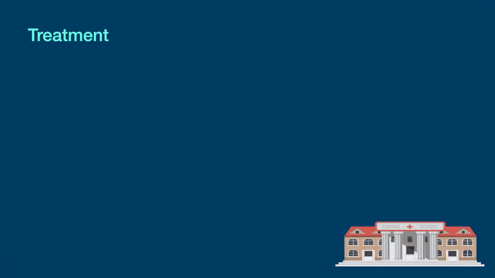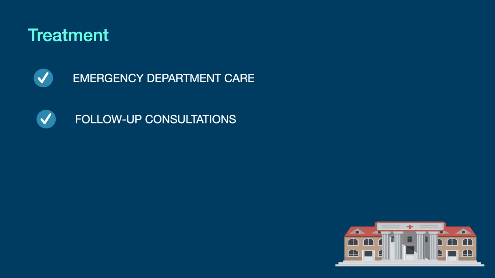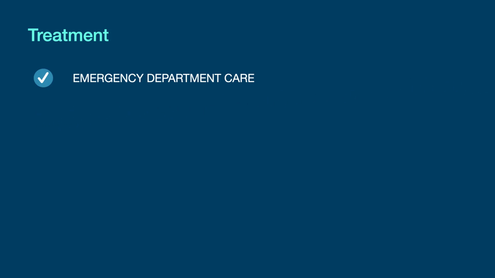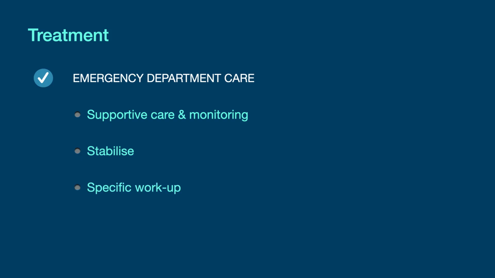The treatment of choice for syncope depends on the cause or precipitant of syncope. Treatment can be largely categorized into emergency department care and follow-up consultations. Patients in whom a cause cannot be ascertained in the ED, especially if they have experienced significant trauma, should receive supportive care and monitoring while tests are being done to establish the diagnosis. Once the patient is stabilized, specific workup can be carried out and referral to the respective consultants can be made.